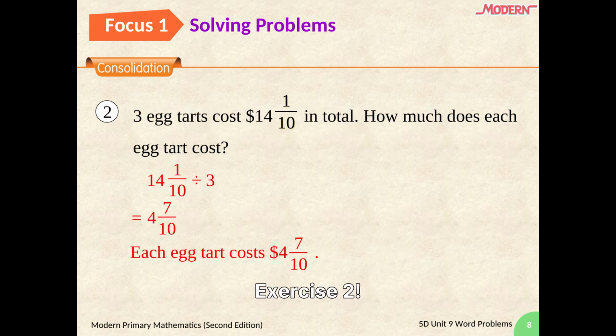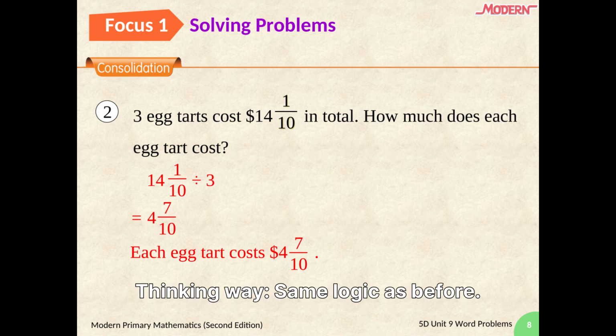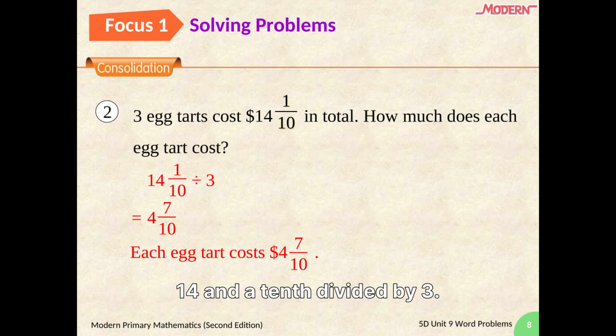Get ready! Exercise 2. 3 egg tarts cost $14.1. How much does one tart cost? I love egg tarts, but let's focus on the math. Thinking way: same logic as before. Total cost divided by quantity. 14.1 divided by 3. Convert that mixed number. 14 times 10 is 140, plus 1 is 141, so we have 141/10.